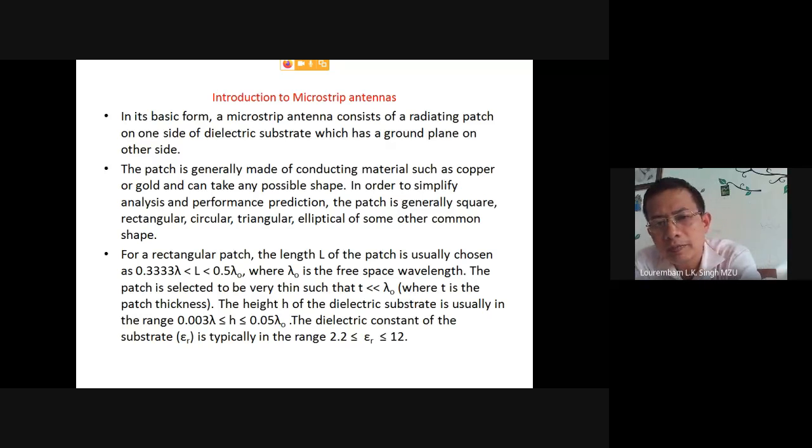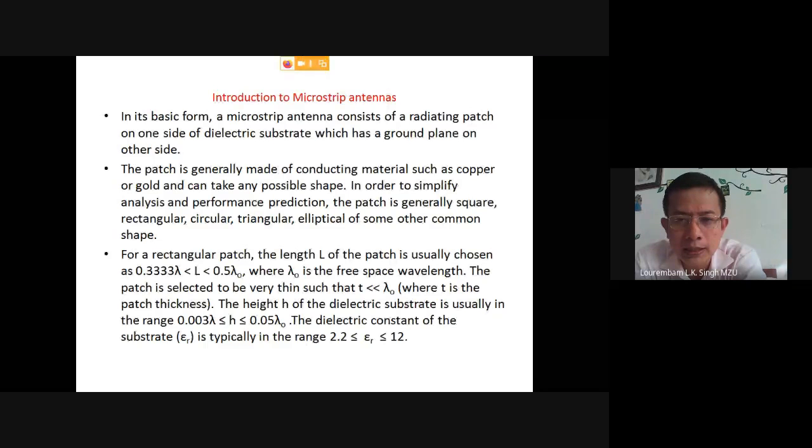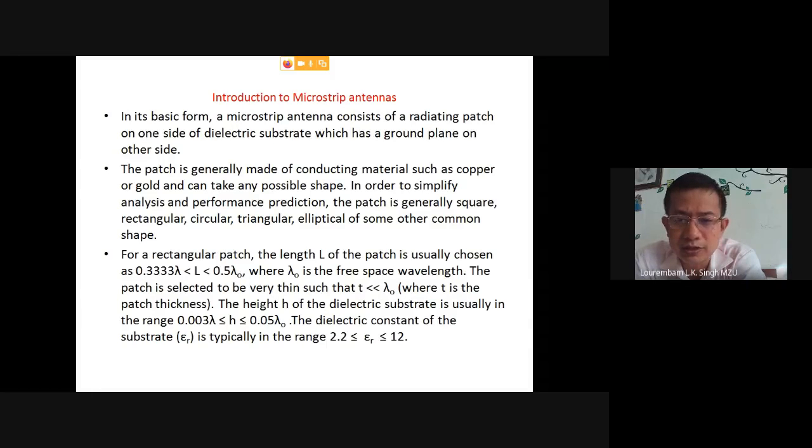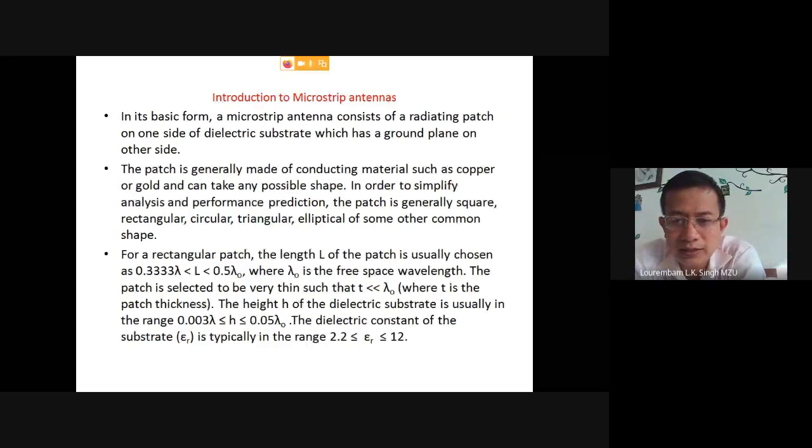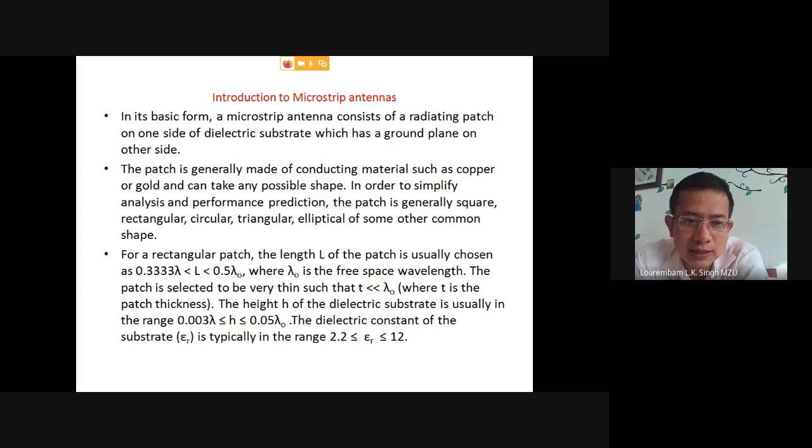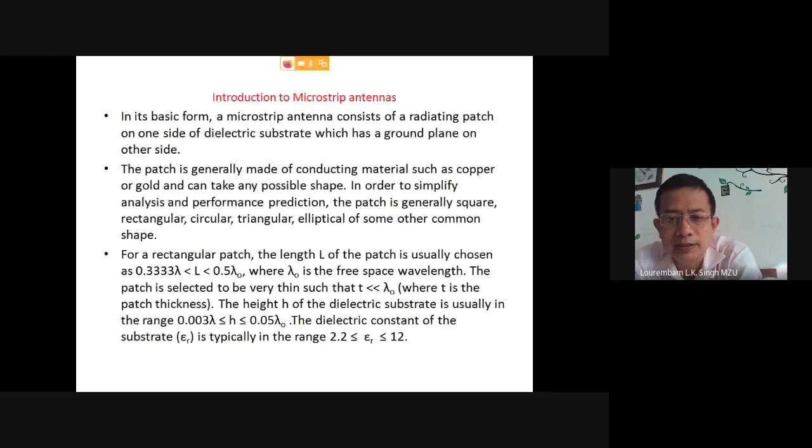It can have any shape, but for better analysis and prediction, normally in the books and in general, we define some particular structures. It is not limited to these structures; it can be of any shape. We have also done work on different shapes, but for easier mathematical derivation, one is square or rectangular, and another is circular. It can be triangular, it can be elliptical, like that.